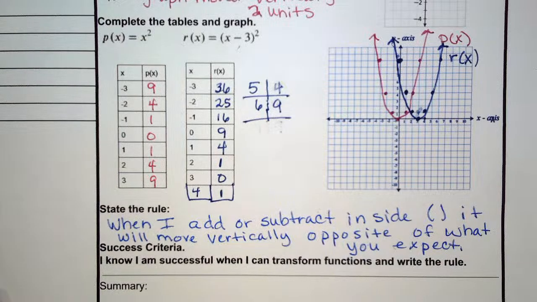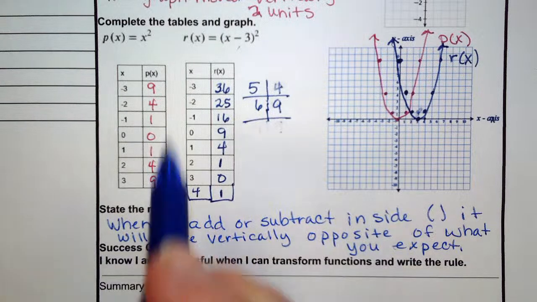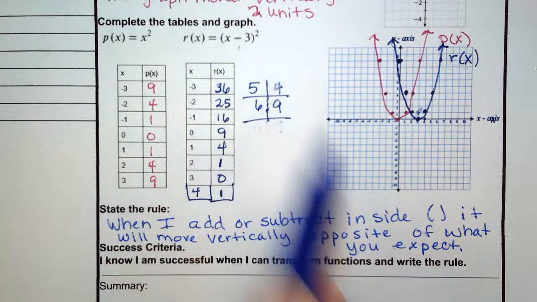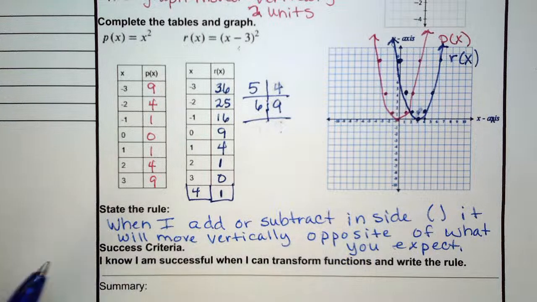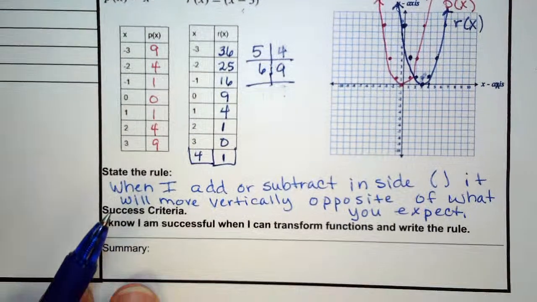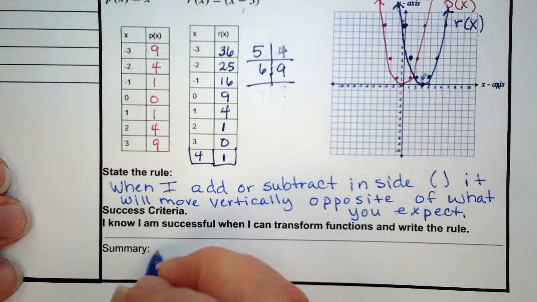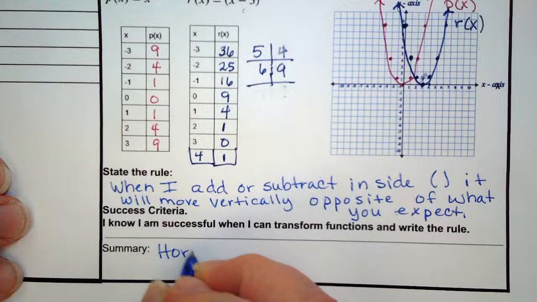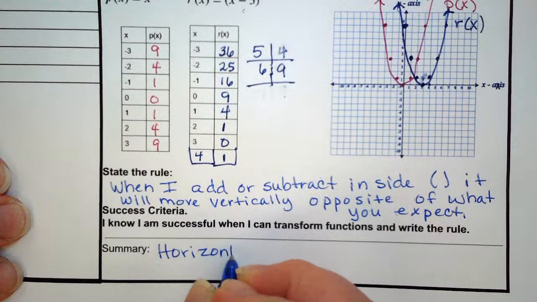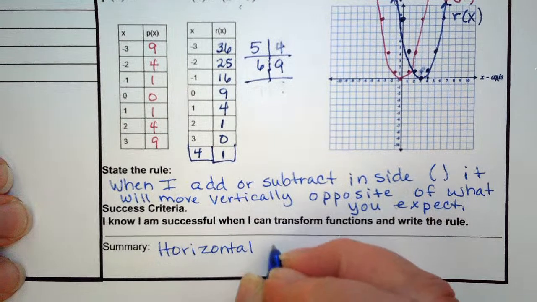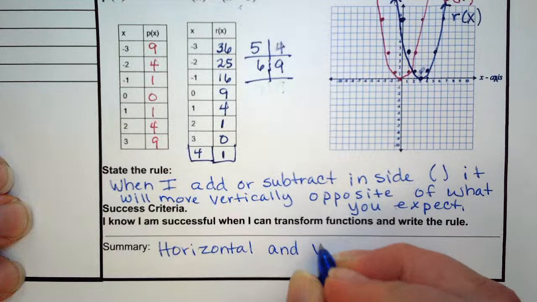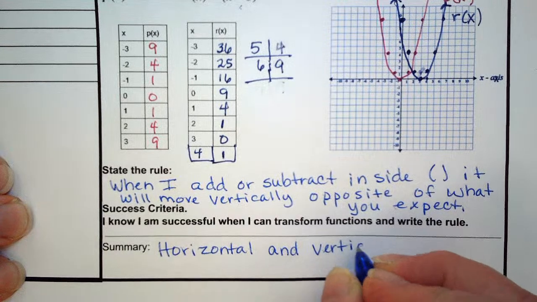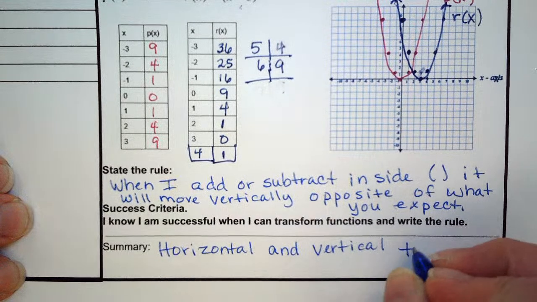Now, so we've learned to go up and down, you add or subtract at the end. That's pretty self-explanatory. To go right or left, you put it inside of the parentheses, and it is opposite of what you expect. So these are horizontal and vertical transformations.